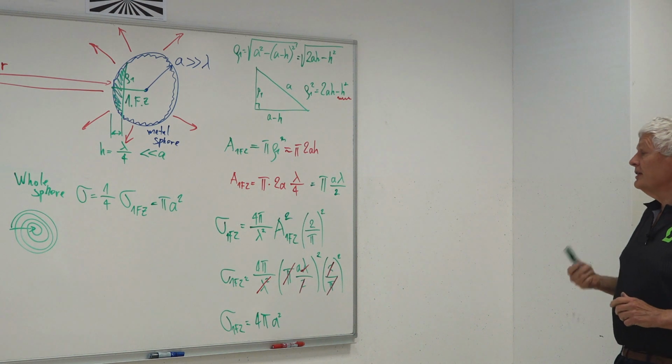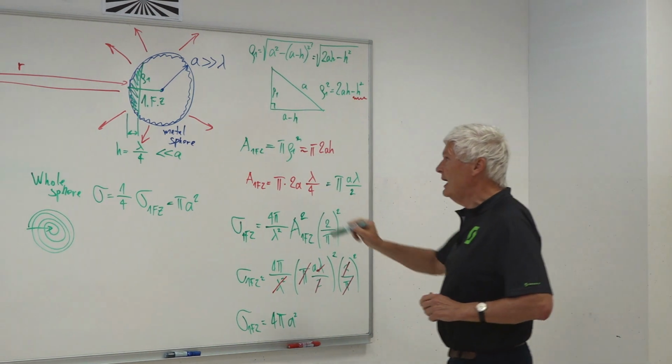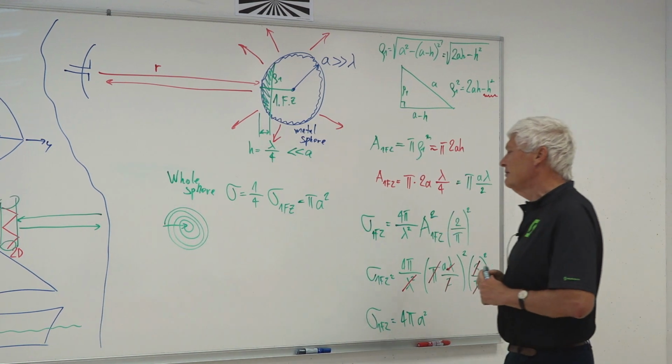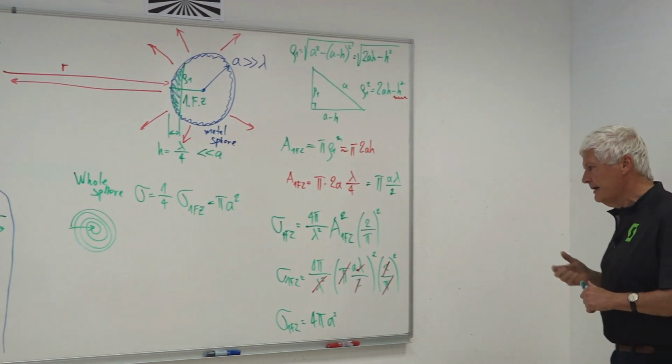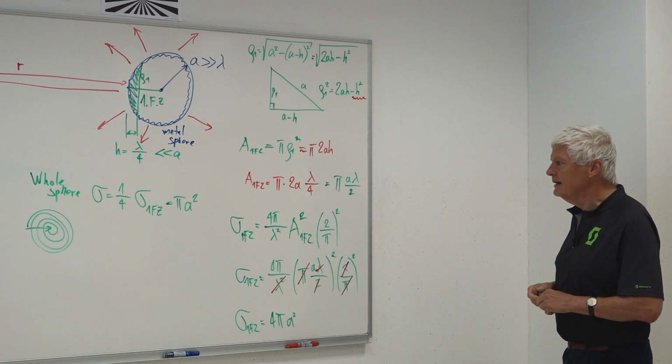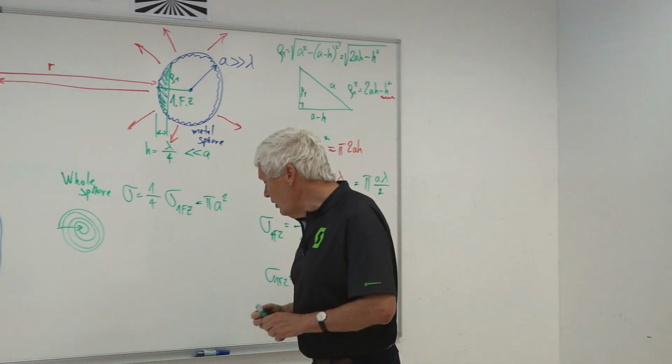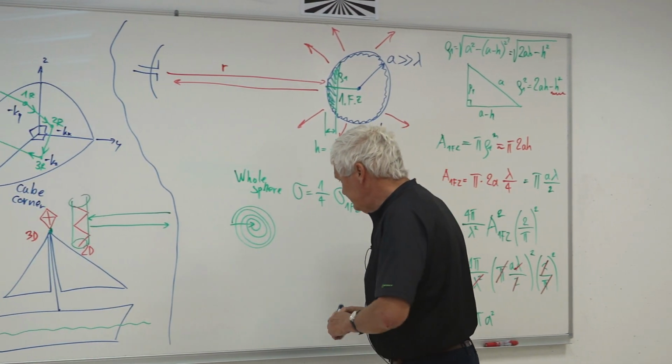So for the sphere, we know very well, for large spheres that are much larger than lambda, we know very well what their radar cross-section is. So what about our aircraft right now?